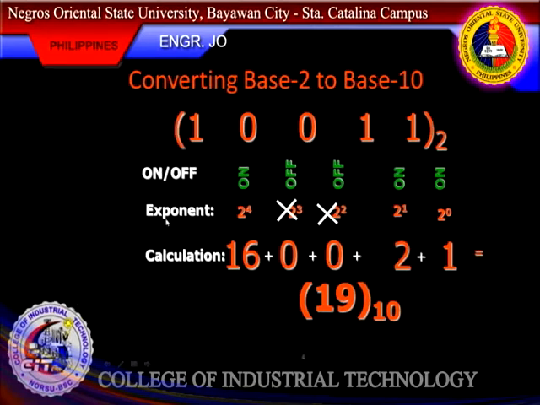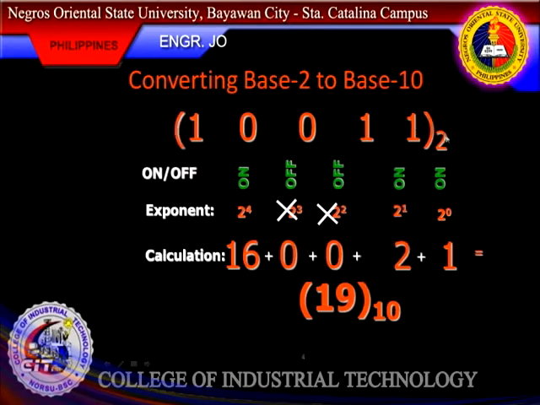Okay, now the exponent for every value of this binary number. In this sample, we have 1, 2, 3, 4, 5, so we have 5 bit combinations. Starting from exponent 0, then 1, 2, 3, 4, from the rightmost bit to the leftmost. And 2 to the power of 0 because we're going to use 2 as our base.